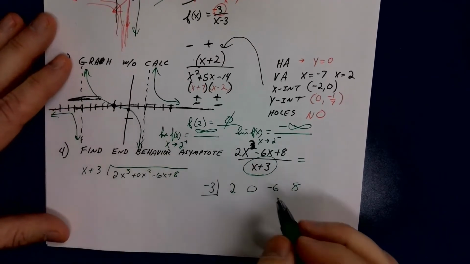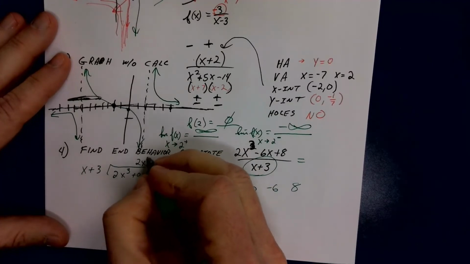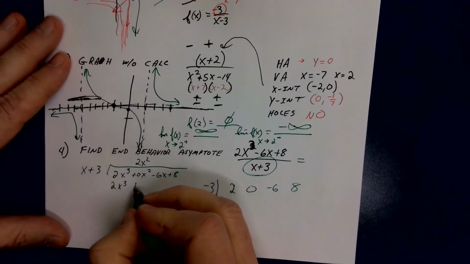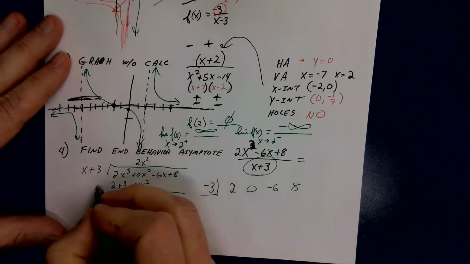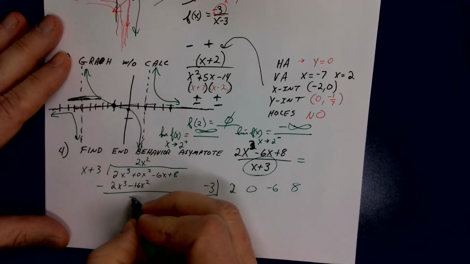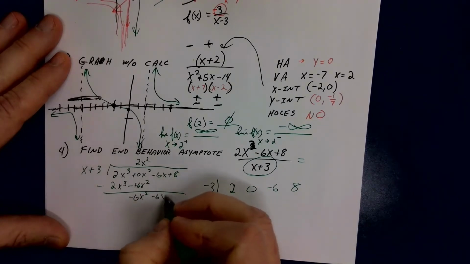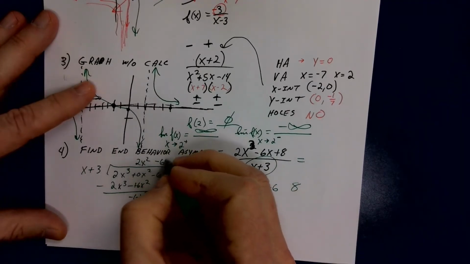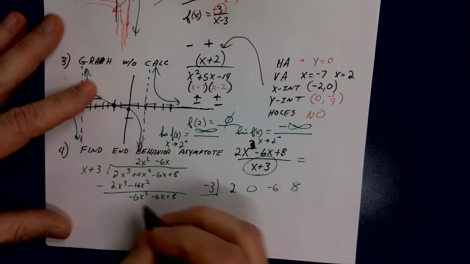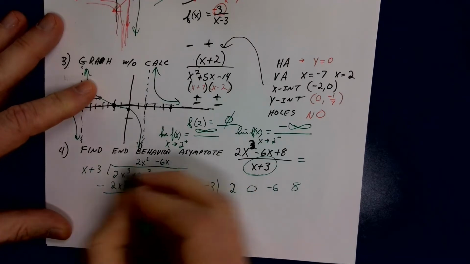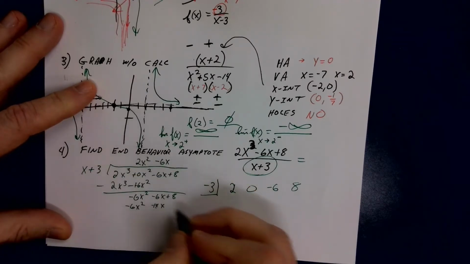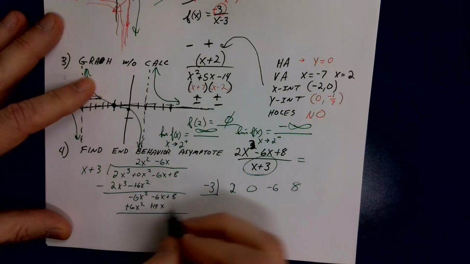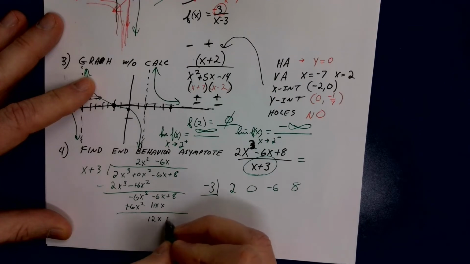So how many times does x go into 2x cubed? It goes in x squared times: 2x squared times x is 2x cubed, and 2x squared times 3 is 6x squared. Subtract, poof, -6x squared minus 6x plus 8. How many times does x go into negative 6x squared? It goes in negative 6x times. Negative 6x times x is negative 6x squared, and negative 6x times 3 is negative 18x. Change the signs, right? That's what happens when we do subtraction. That goes poof, and that's 12x plus 8.